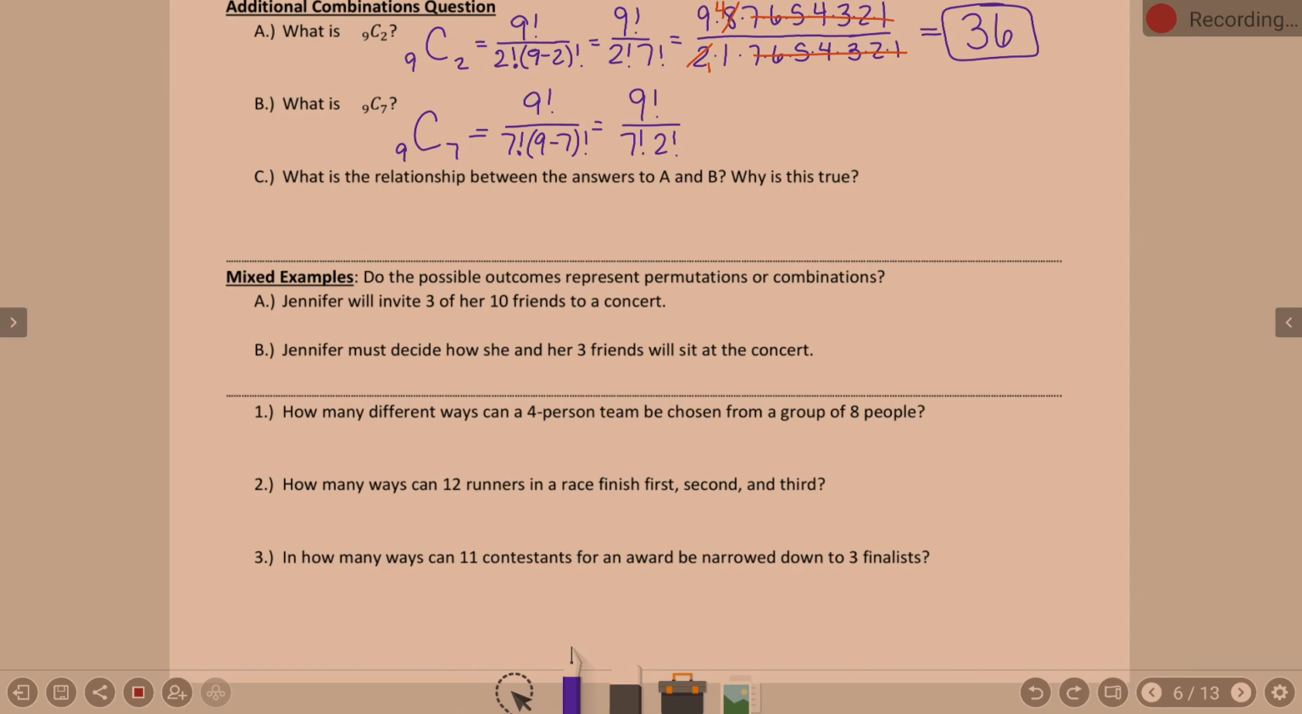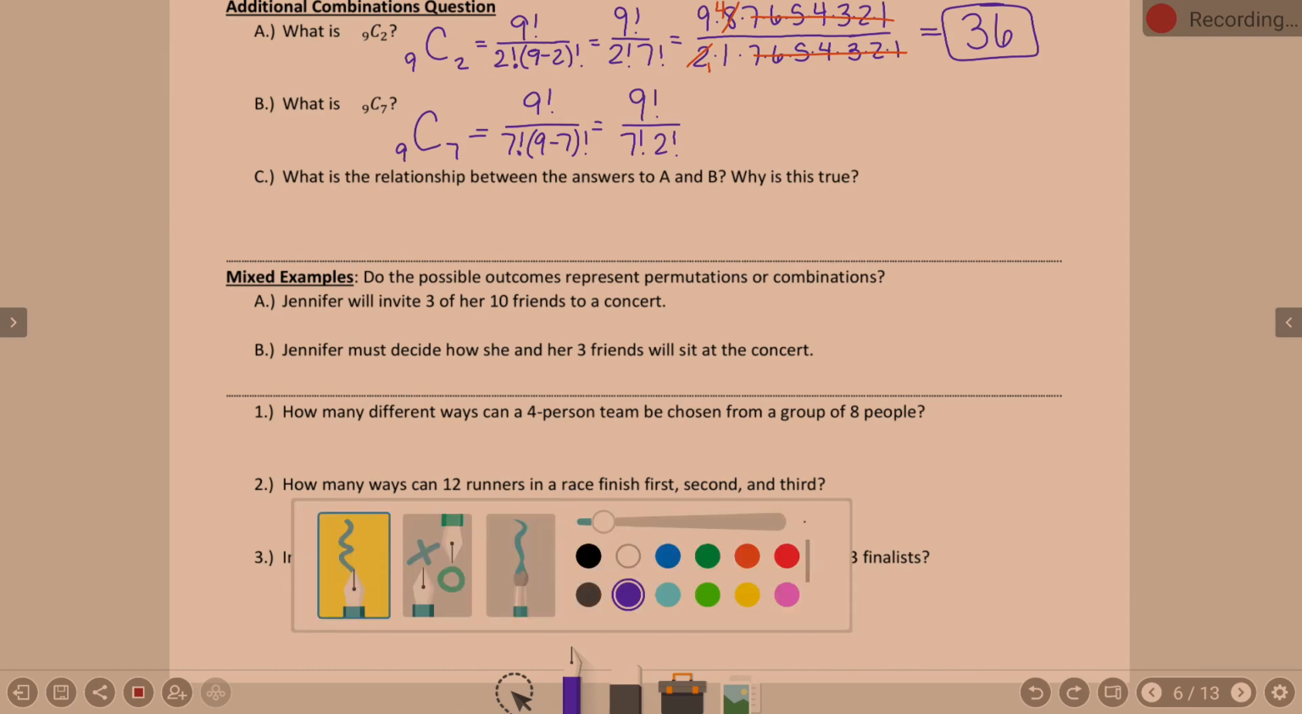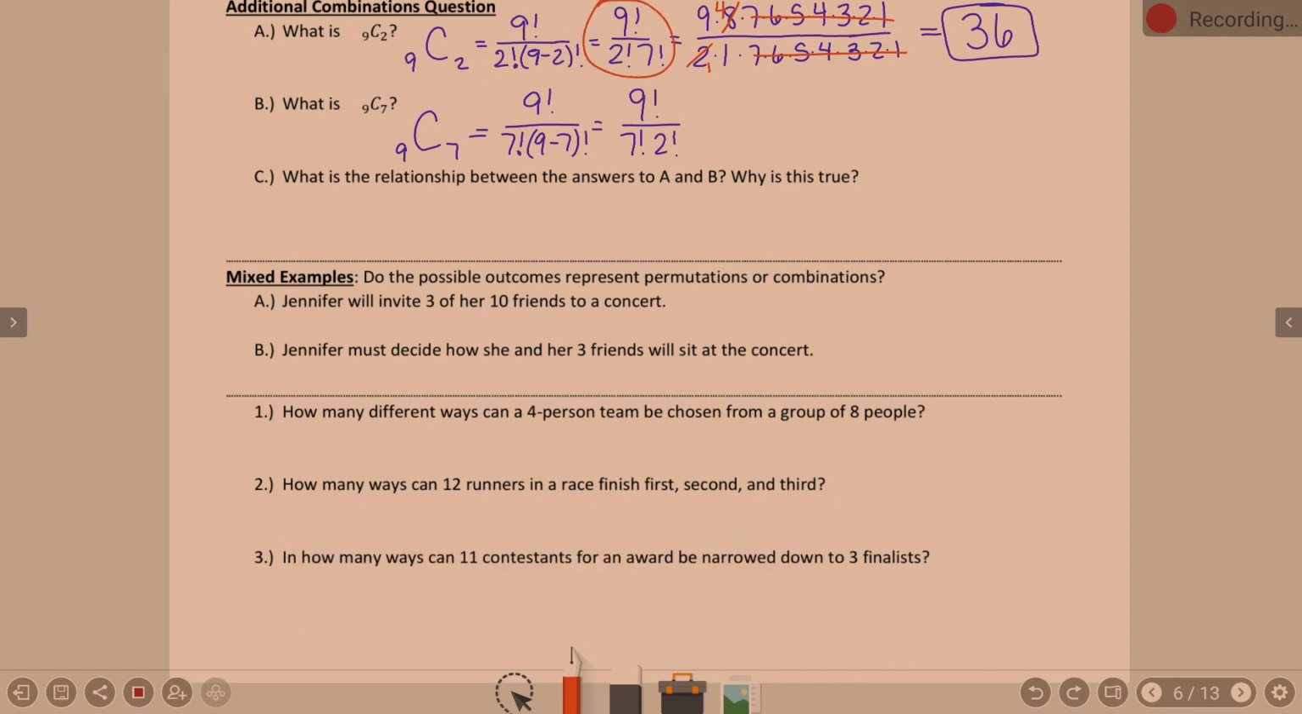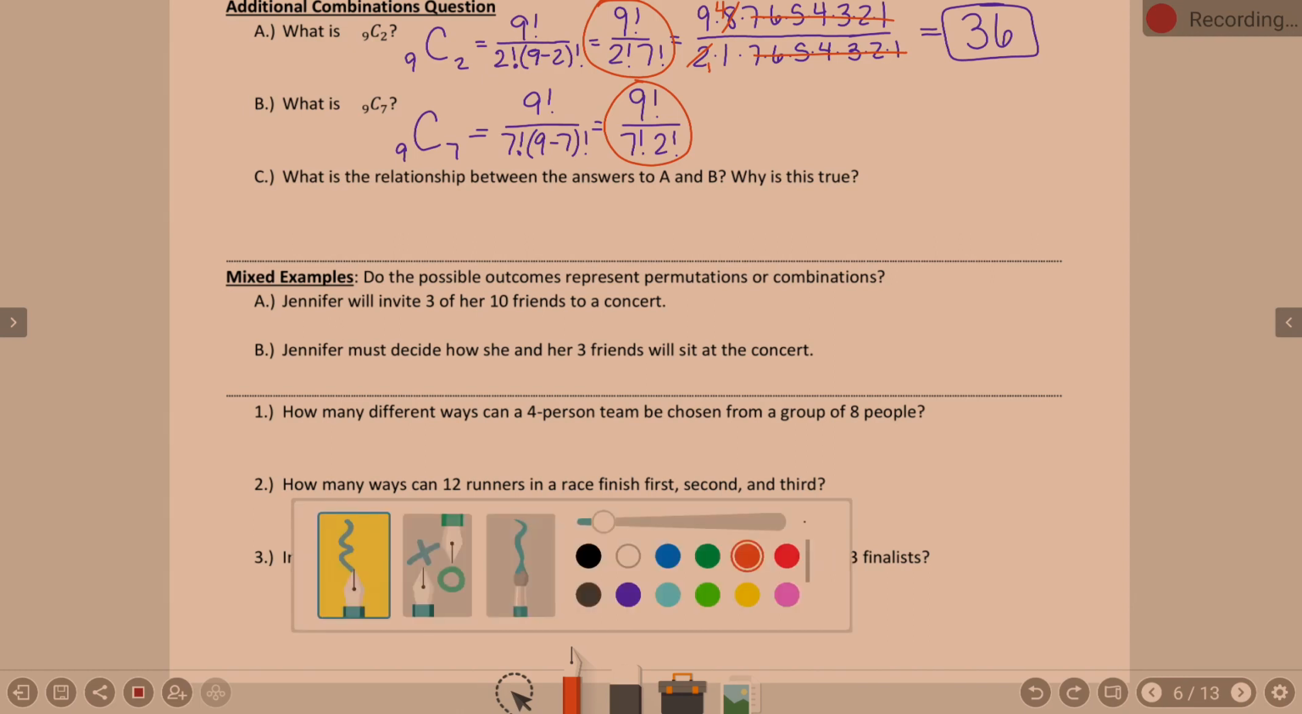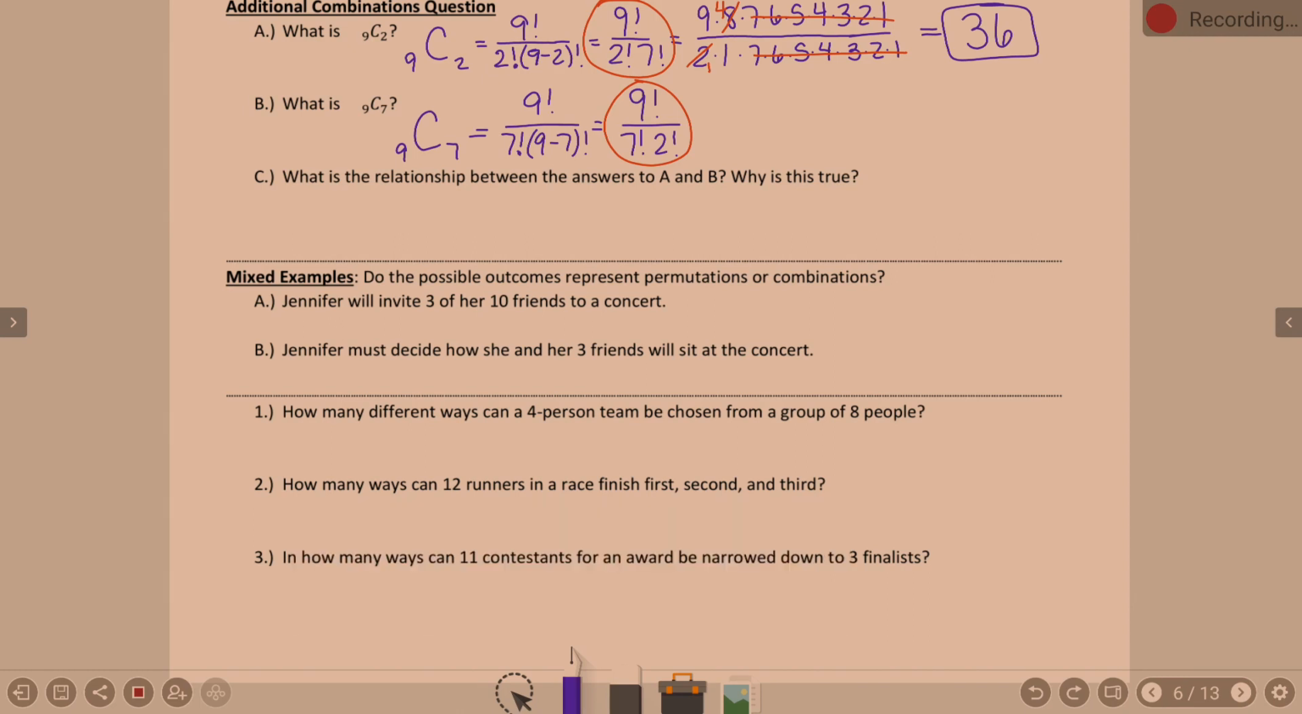Or, what are you noticing? It's 36. Because? It's the same thing. Okay. Up there it was 9 factorial, 2 factorial, 7 factorial. Here it's still 9 on top and the 7 and 2 just flip spots. Does that matter? No. It's going to be the same thing. Now, don't believe me. Work it out. But I'm going to shortcut and say this is definitely 36.